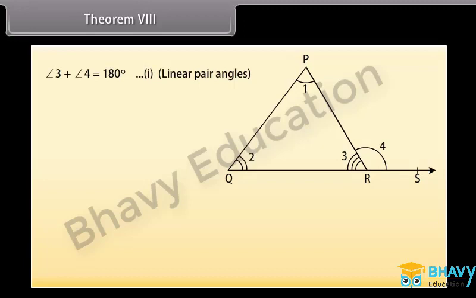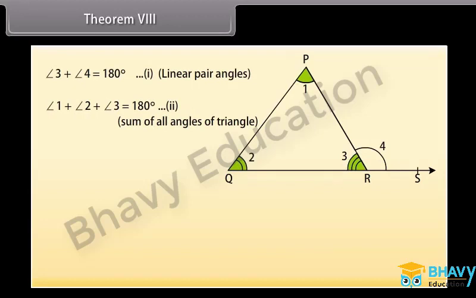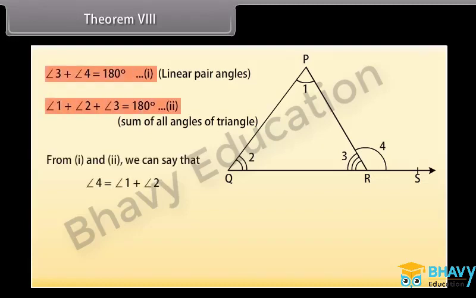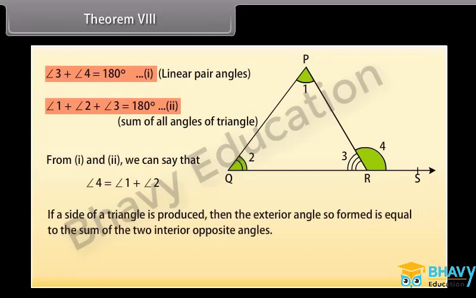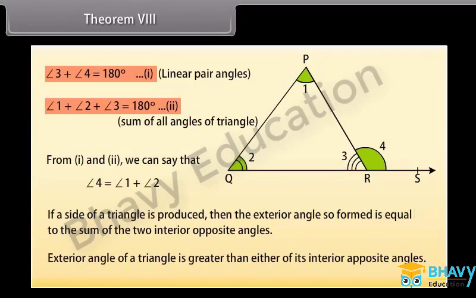Mark it as 1. Also, angle 1 plus angle 2 plus angle 3 is equal to 180 degrees because the sum of all the angles of a triangle is 180 degrees. Mark it as 2. From 1 and 2 we can say that angle 4 is equal to angle 1 plus angle 2. This result can be stated in the form of a theorem which says, if a side of a triangle is produced, then the exterior angle so formed is equal to the sum of the two interior opposite angles. It is obvious from this theorem that an exterior angle of a triangle is greater than either of its interior opposite angles. Now let us solve some examples based on this theorem.